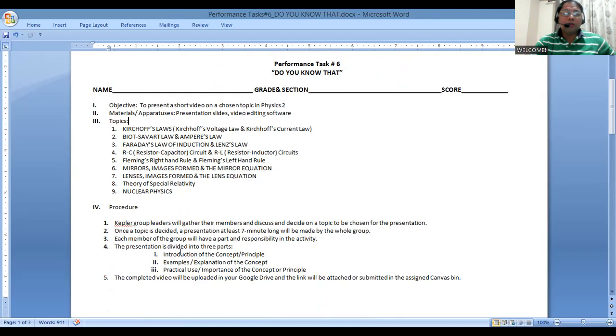Of course, maybe an introduction first of the topic, then explanations or examples that are related to the concept that you are trying to present. And lastly, finally, the significance or the practical use and importance of the concept or the principle to us, maybe an ordinary person. So you may find the relevance or importance of that concept to us.